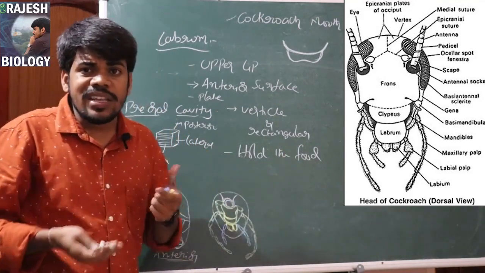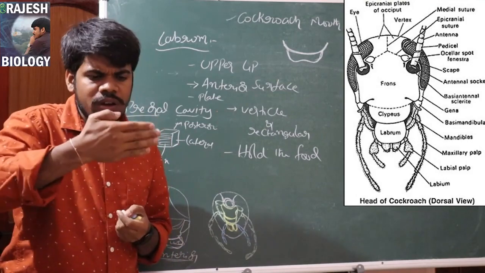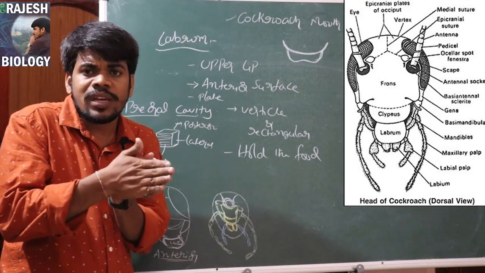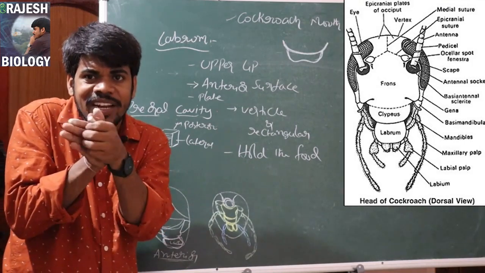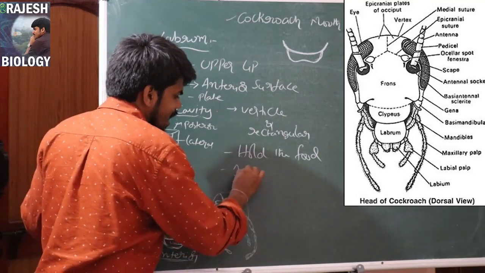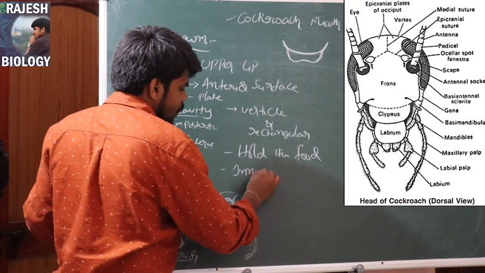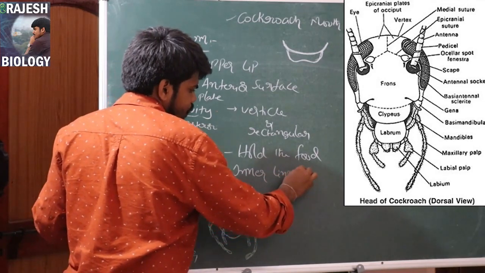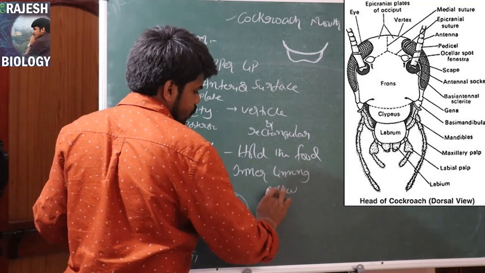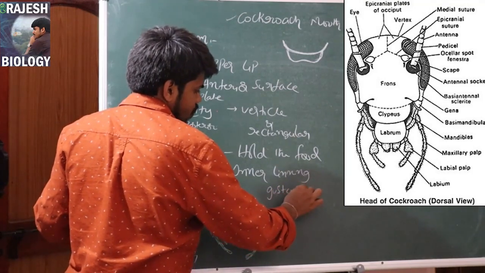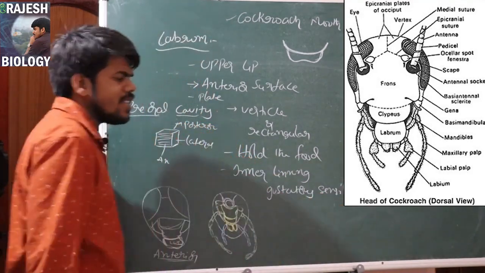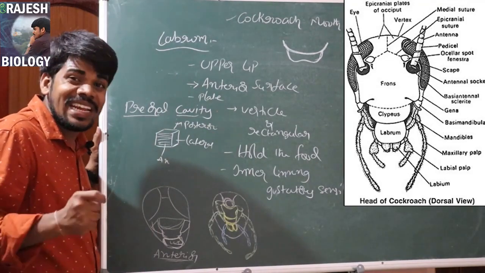For example, my hand is the labrum. It holds the food like this. When it holds, the food touches the inner wall. This inner lining of the labrum has gustatory sensillae. Inner lining has what? Gustatory sensillae. So these gustatory sensillae help to taste the food.